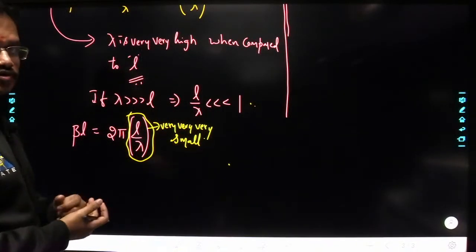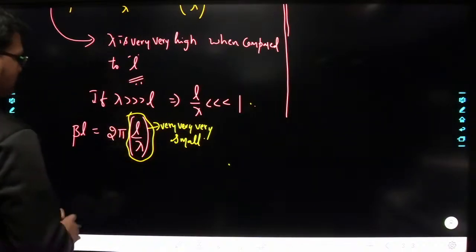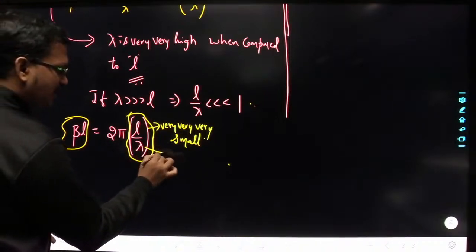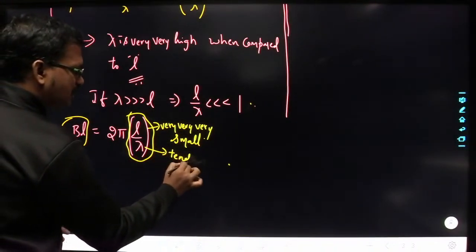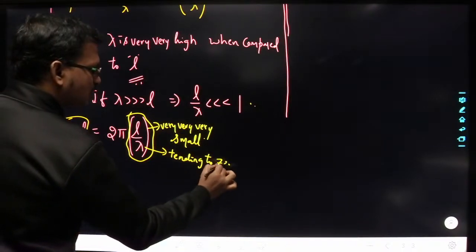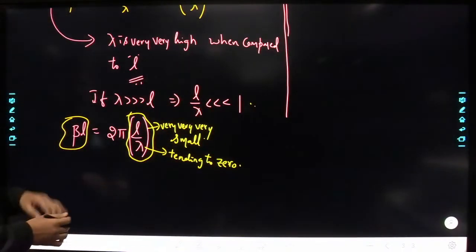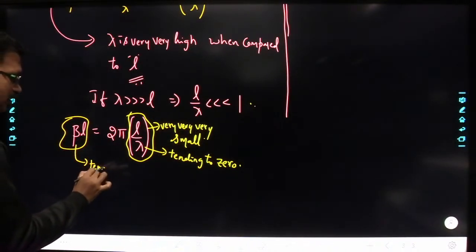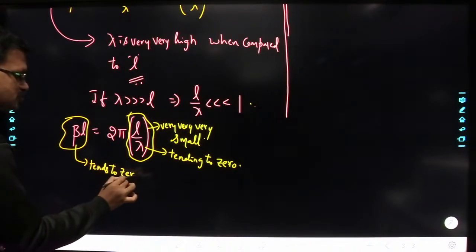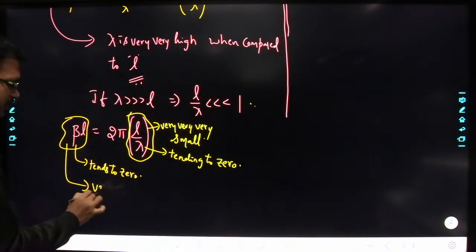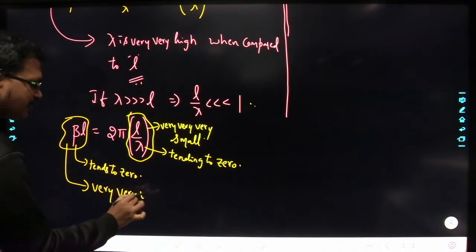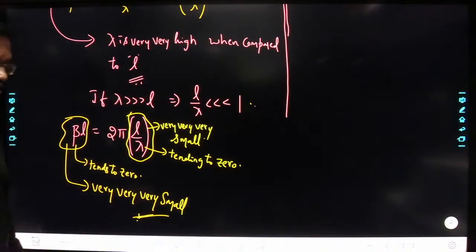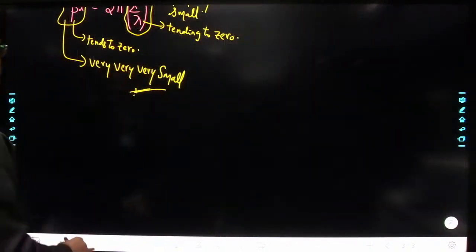In that case, beta L will become what? If the L by lambda ratio is very small and tending to 0, then beta L will also tend to 0. So beta L becomes very small. Understood? So in this case we can neglect beta L.